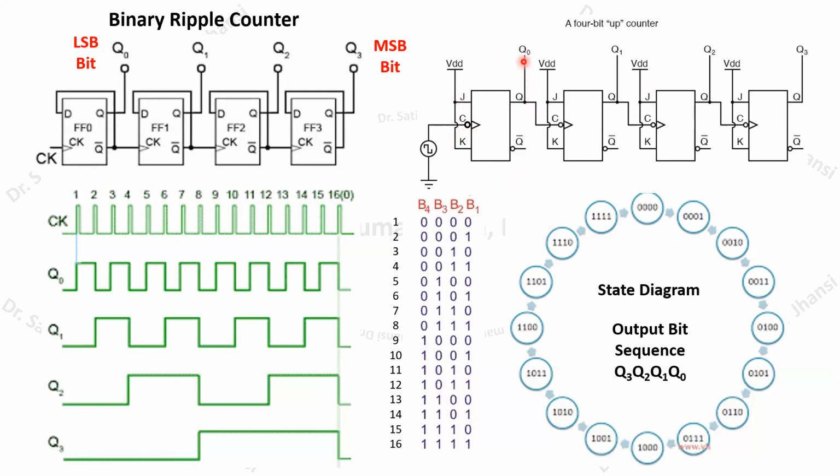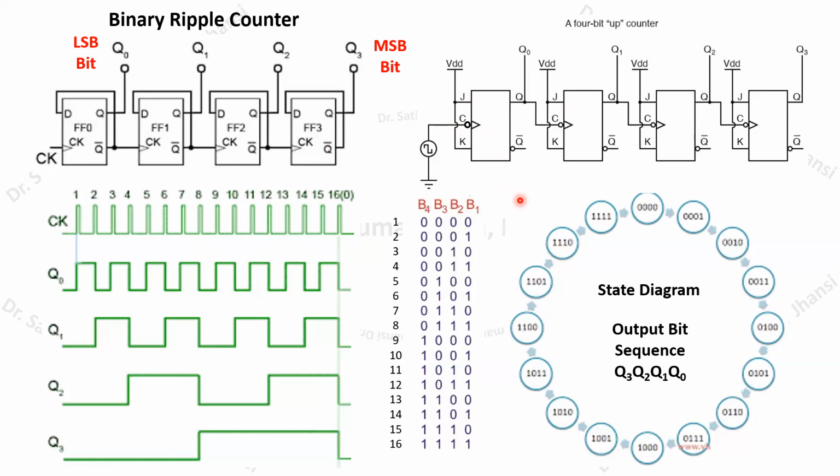Again, this Q0 will be your LSB bit, and this Q3 will be your MSB bit. You can just make the observation by taking Q3, Q2, Q1, Q0 equals to 0, 0, 0, 0, and then after applying the clock pulses, you will be able to draw this kind of waveform. A similar waveform you are going to observe. The only difference is that this transition will take place at negative edge of your input clock pulse. So that you have to remember.